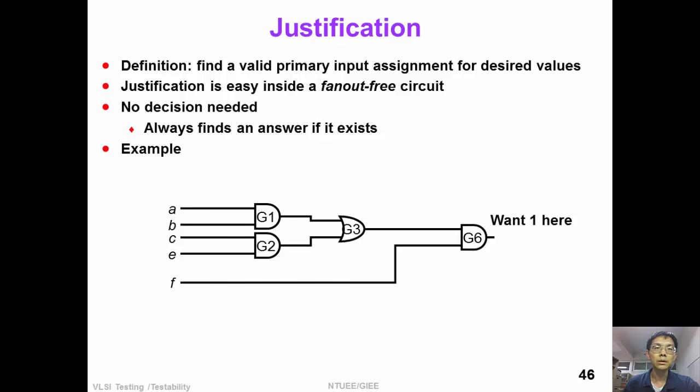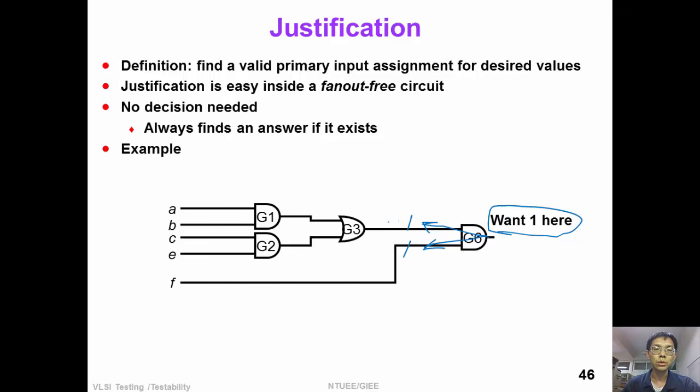Justification means that we can find a valid input assignment to achieve the desired values needed. Suppose we have a fan-out free circuit. The justification can be done easily. Suppose we want a logic 1 at the output of a fan-out free circuit. We can easily backtrace from the output to the input. So now both these two inputs must be 1.